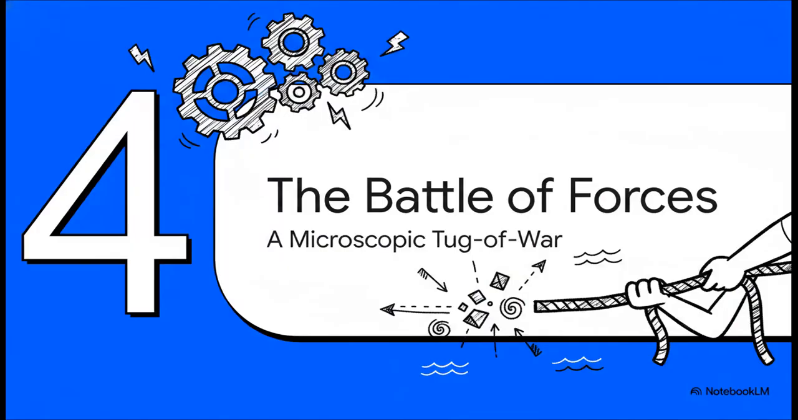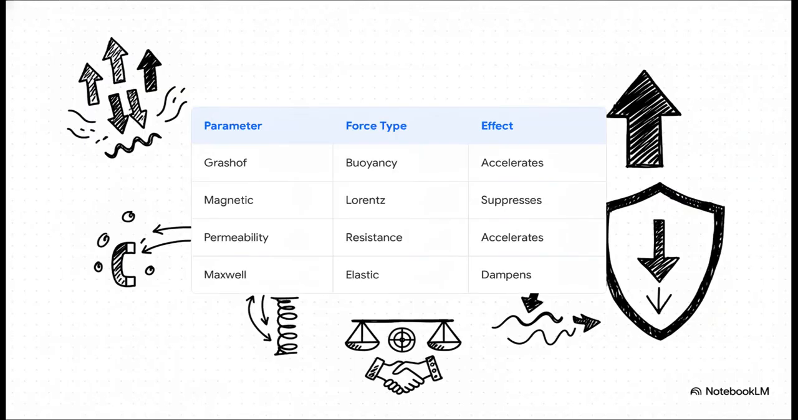Which brings us to Section 4, the battle of forces. Think of this as a microscopic tug of war. This is where we see exactly which forces speed the fluid up and which ones act as a drag. We've got the Grashof number fighting to accelerate the flow, while the magnetic and Maxwell parameters fight to suppress it. And the permeability parameter, well, that acts as a sort of mediator. Let's actually break these down a bit more so they make sense.